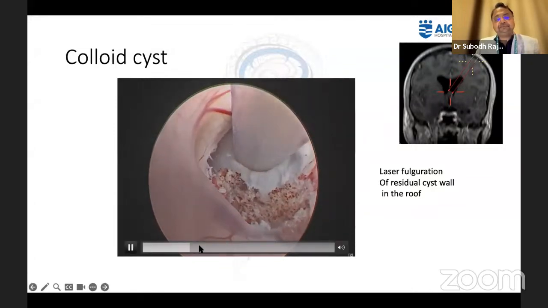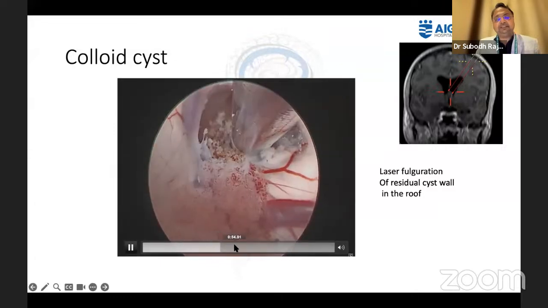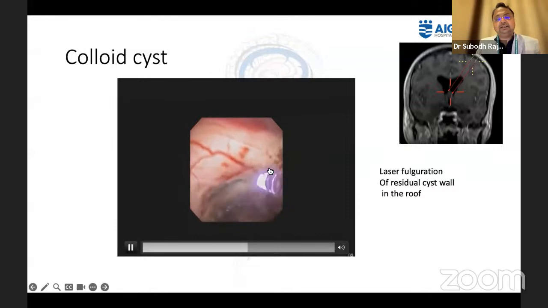And once the cyst wall becomes free and we have done enough of it, then what I do is I take the flexible scope, this is the view of the flexible scope, and I look at the roof of this to see for any remnant of the cyst wall.